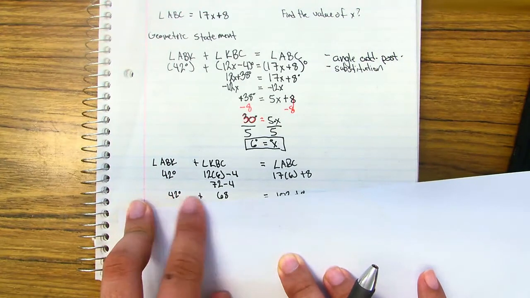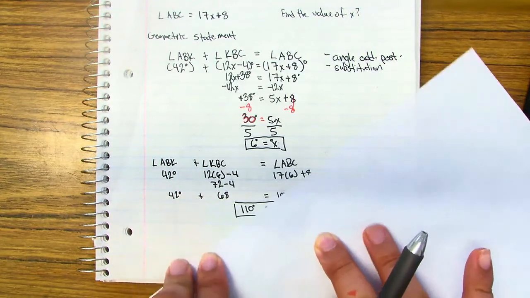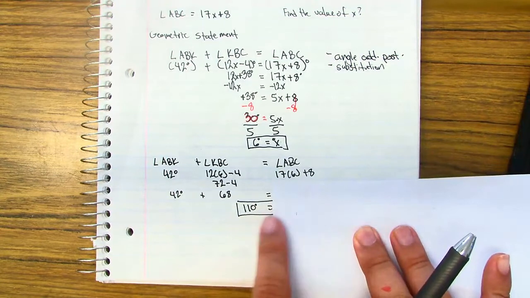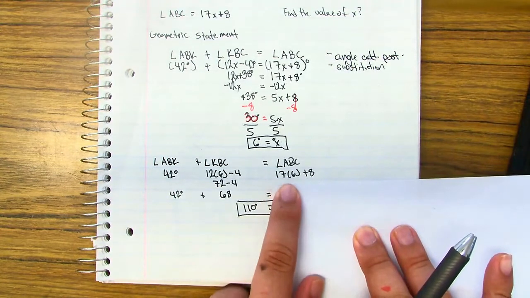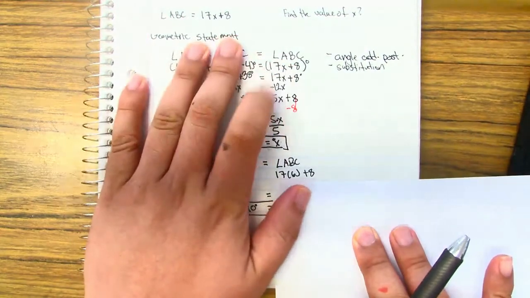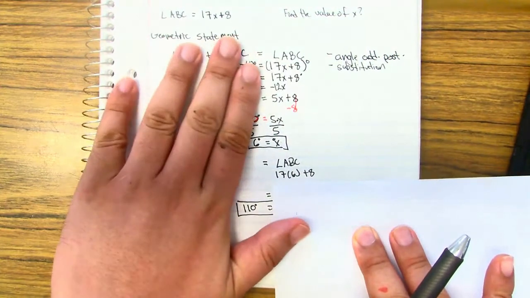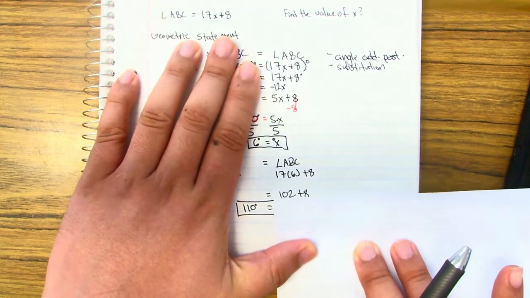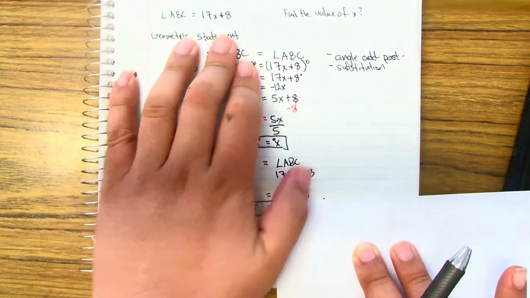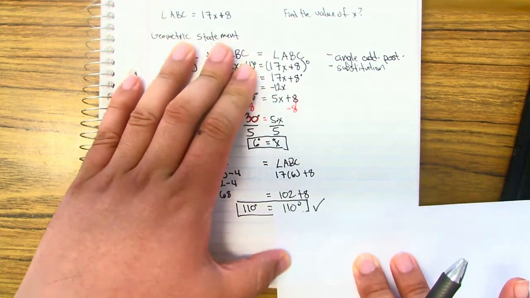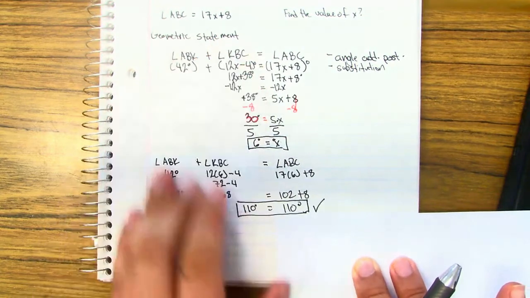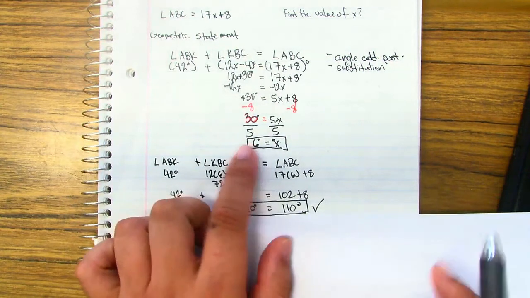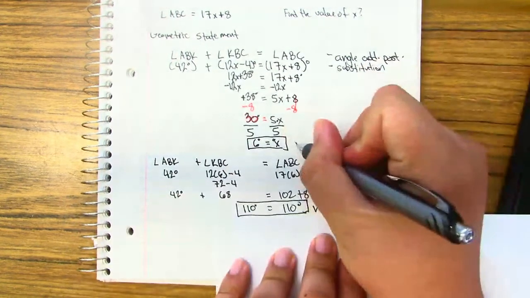And 42 plus 68 is 110. Now I want this to be the same value, right? 17 times 6, because I substitute the value of x with 6. 17 times 6 is 102, plus 8 is 110. So since both sides balance out, I know that my answer for x is correct.